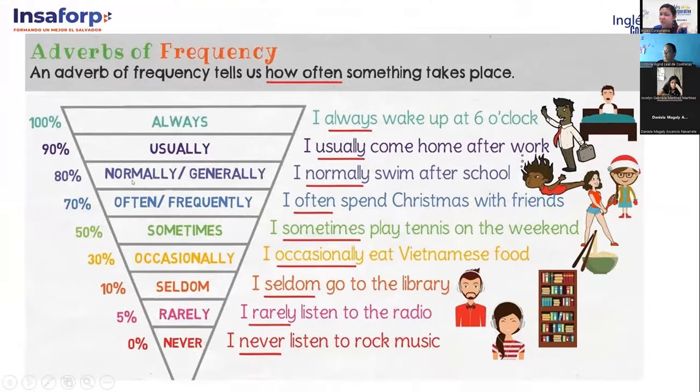We have always, usually, normally, or generally, often, frequently, sometimes, occasionally, seldom, rarely. We can also include here hardly ever and never. Siempre, usualmente, normalmente, generalmente, a menudo, frecuentemente, a veces, ocasionalmente, raramente. Both mean pocas veces or raramente. Hardly ever es muy pocas veces. Never, nunca. Now, I would like some volunteers to read the examples for me.